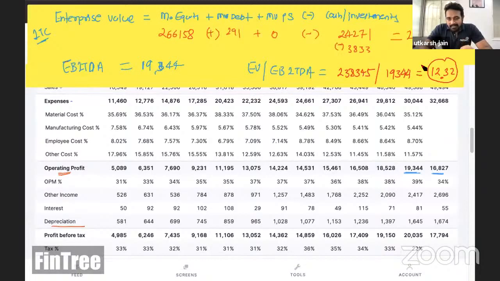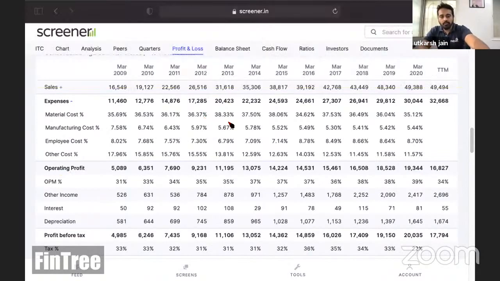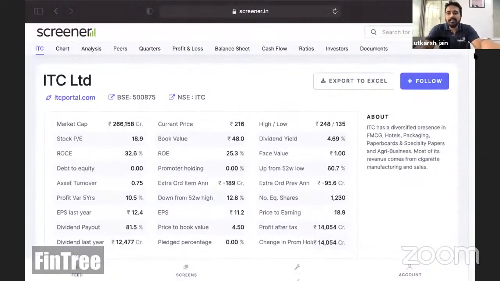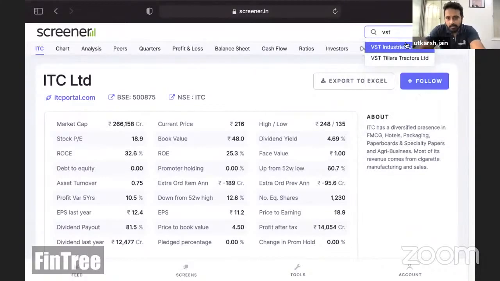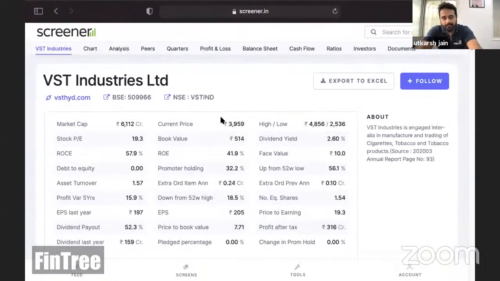Now, this number we should compare with some of the competitors of ITC. Now, the problem is, because ITC does so many different businesses, it's not easy to find one competitor, but I'm still going to go ahead and choose one. Since almost 80% of ITC's profits actually come from the tobacco business, I'm going to choose a competitor from the tobacco industry called VST Industries.